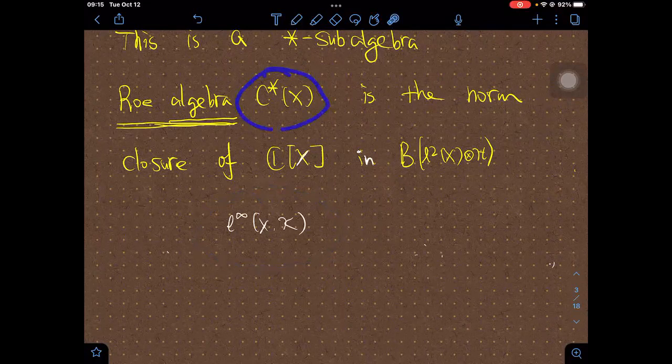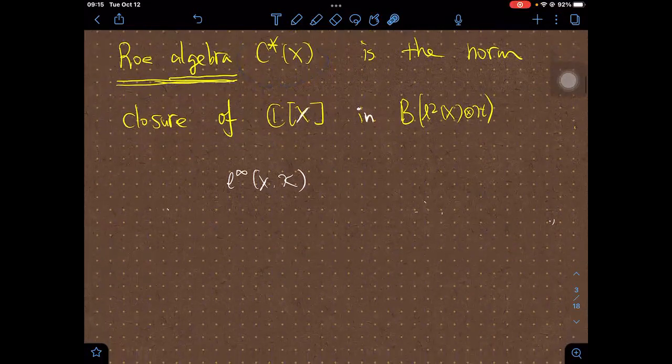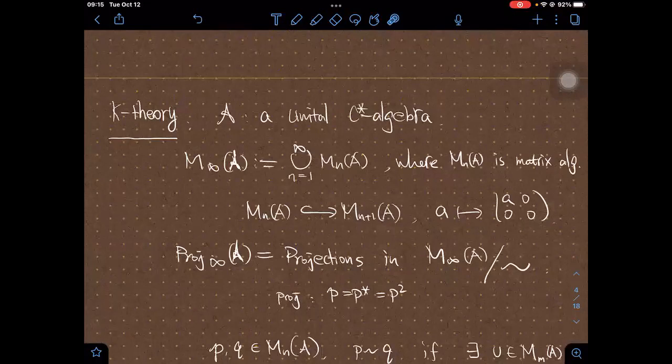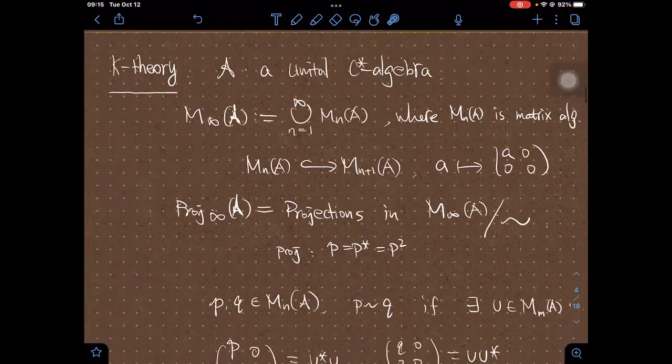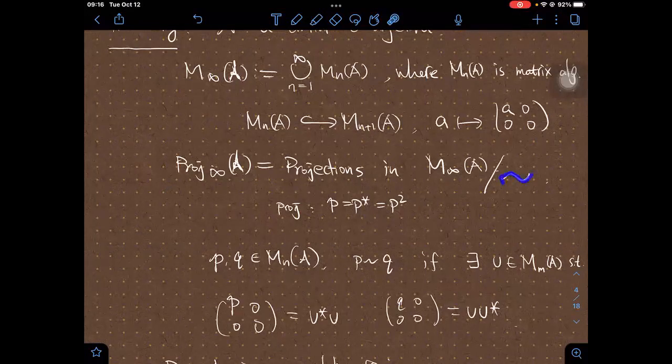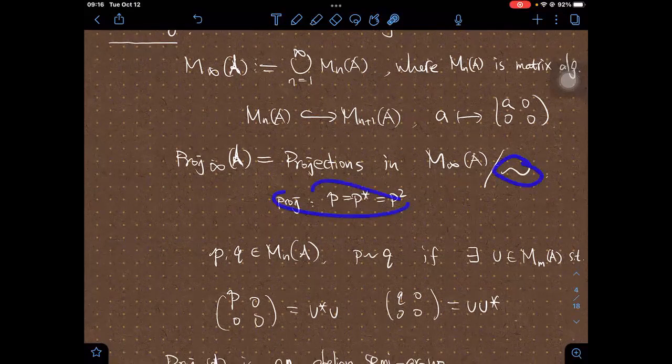So in order to study this C-star algebra, we want to introduce the concept of K-theory. Since this is not unital, but in order to talk about K-theory we need a unital C-star algebra, we use a trick to join a unit to the non-unital case. If you have a unital C-star algebra, you can consider all the matrix algebras. You put them together by inclusion, increasing the size from n by n matrices to n+1 by n+1 just by adding 0. Then you consider the projections in this matrix algebra, and we also want to mod out by some equivalence relation.